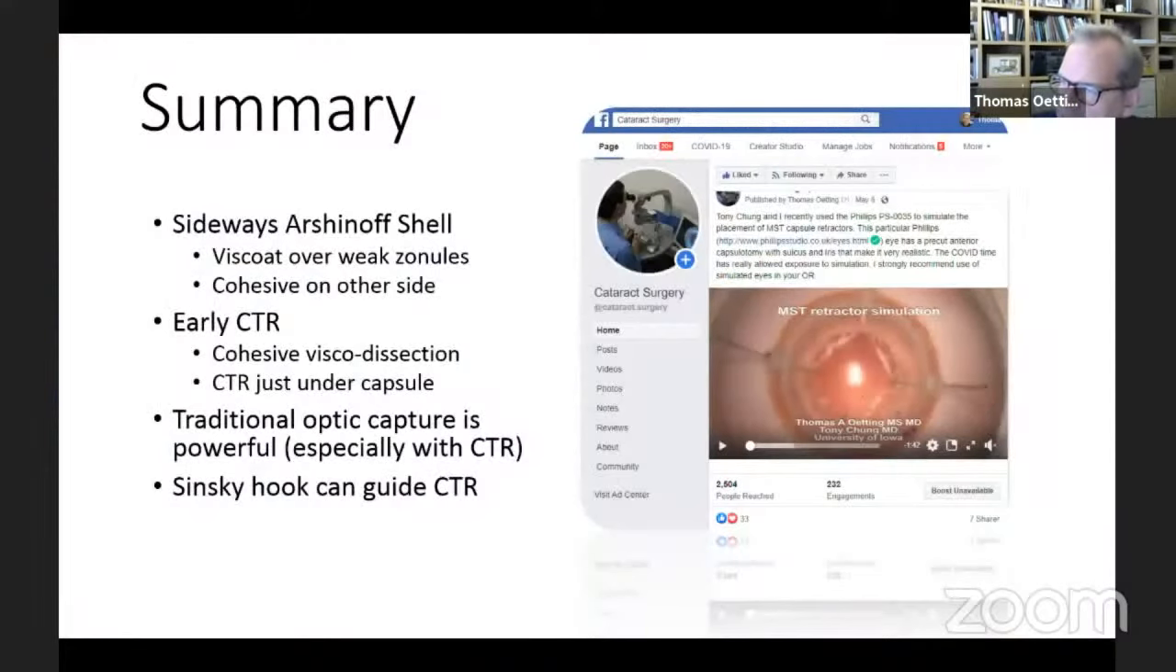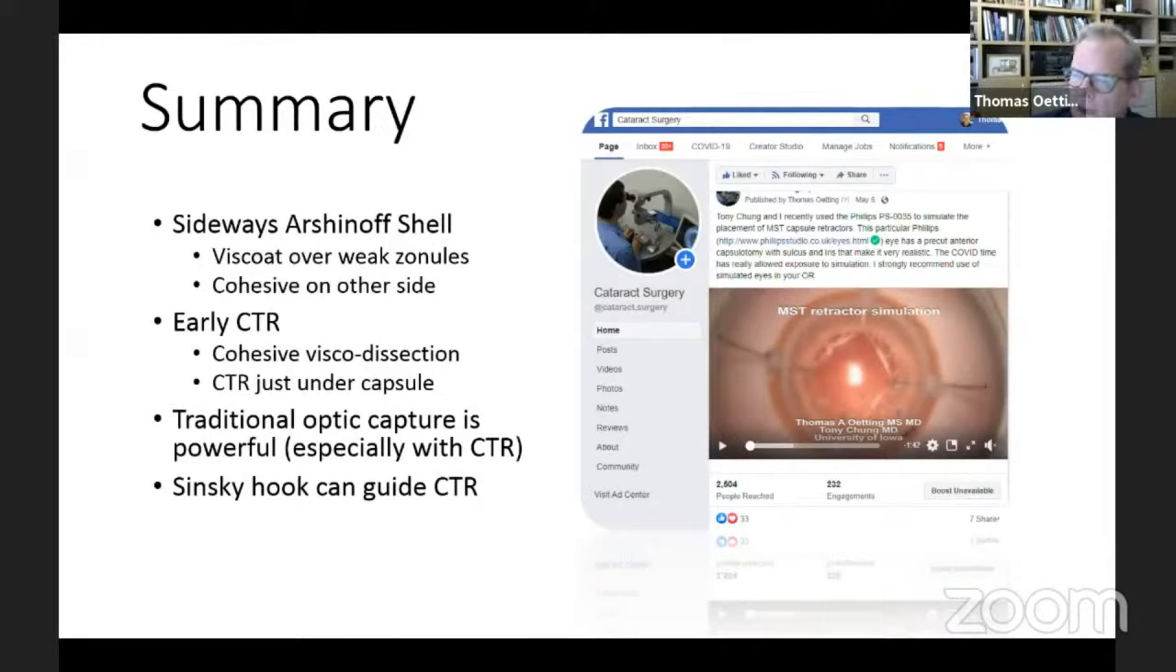So in summary, I think the sideways Arshinov shell is a very useful technique. So the idea with the sideways Arshinov shell is you put the Viscoat in the area of the weak zonules, and then you put cohesive viscoelastic on the other side, and you sort of wedge that dispersive viscoelastic into the area of weak zonules. It can make the rest of the case a lot easier.